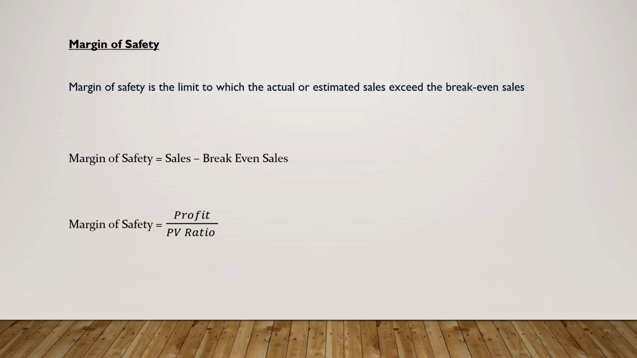The other way to calculate margin of safety, the other formula, is profit divided by PV ratio, profit volume ratio. It is worth noting that the margin of safety is based on certain assumptions, such as fixed cost remaining constant and a linear relationship between your sales and cost. Therefore, it is important to consider the limitations of the metric and conduct a comprehensive analysis of the business's financial position.